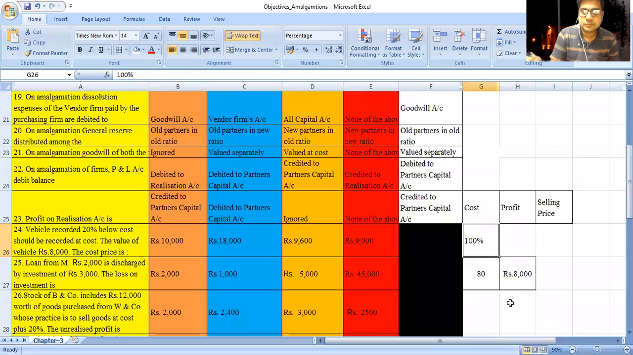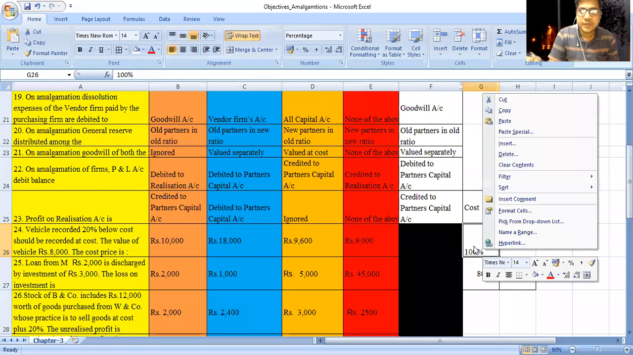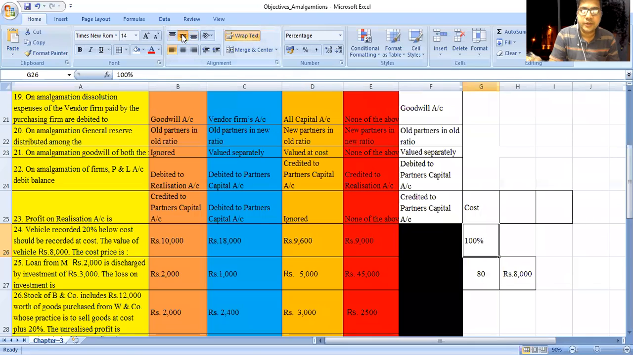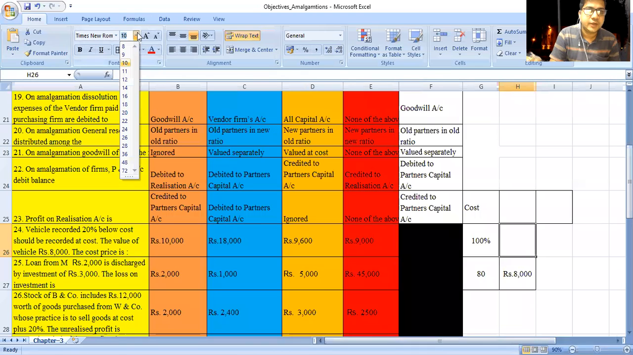Now friends, you have to ignore profit and selling price here. Cost we always assume as 100%, but they say that they did not record the cost; they recorded 20% below, which means 80% recorded. So 80% means 8,000. So 100% means how much? That we have to find out. How will we find the 100% value?